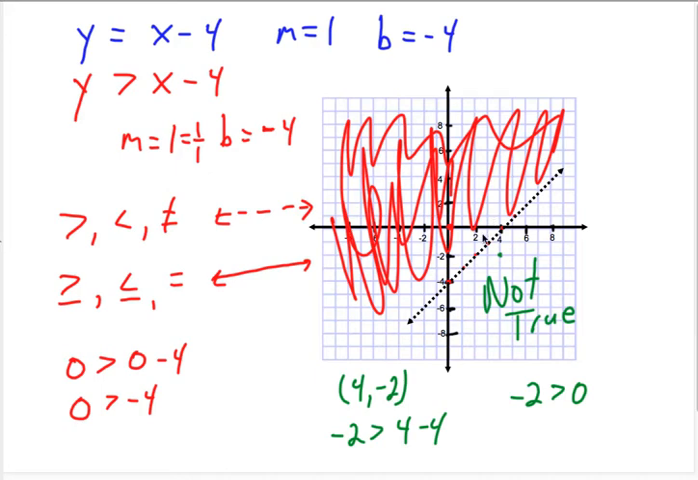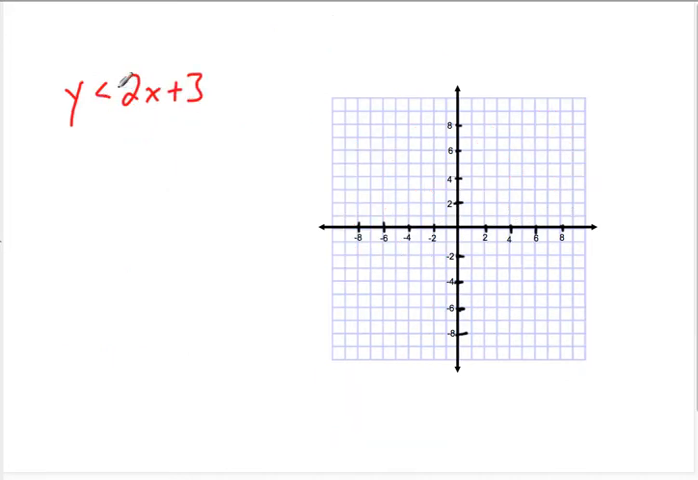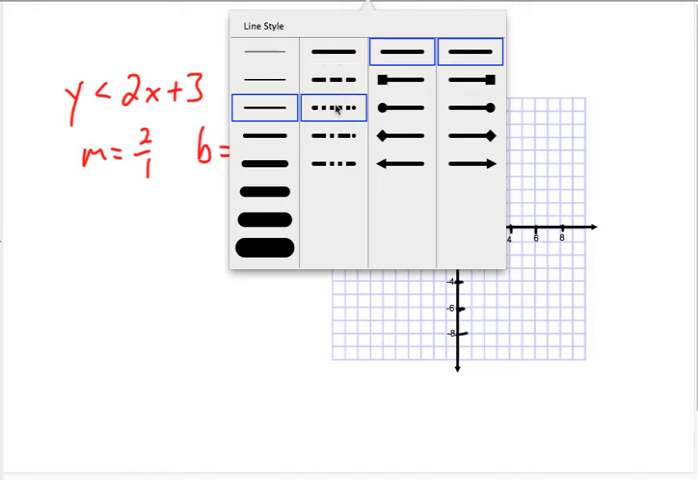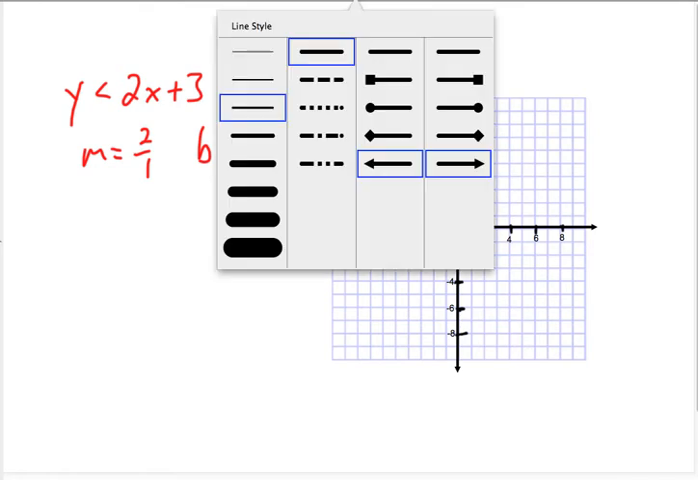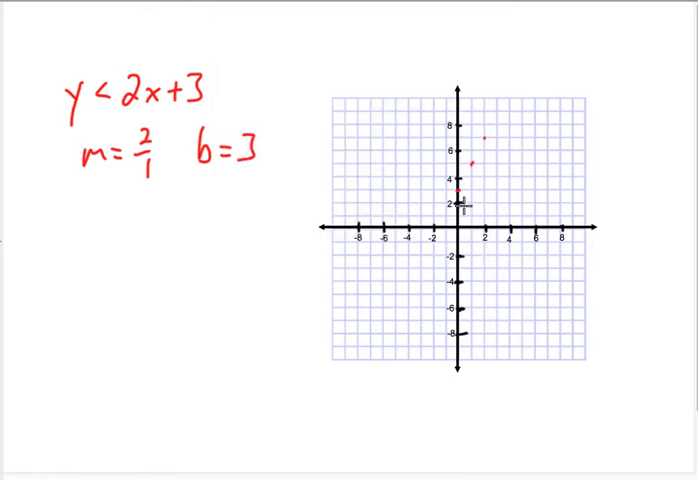All right, let's try another one. So here we have y is less than 2x plus 3. And so slope-intercept form again. So m equals 2 over 1. b equals 3. So I'm going to start at 3. Slope of up 2, right 1, up 2, right 1, and so on. I know it's going to be a dotted line because it's less than. So dotted line. Oops, what's going on here? There we go.